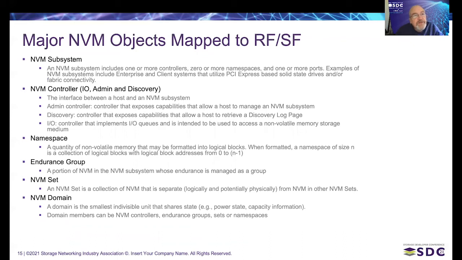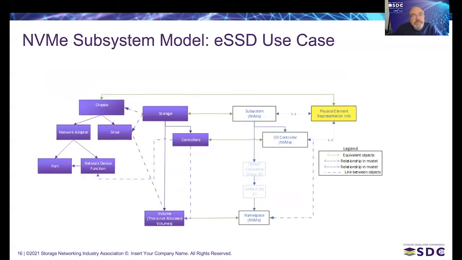So here are some of the major NVMe objects mapped to Redfish. NVMe subsystem, NVMe controllers, there are IO, admin, and discovery controllers, namespaces, endurance groups, NVM sets, and NVM domains all have associated objects in the Redfish Swordfish model. Here, graphically, we show this model with entity diagrams as well. The subsystem maps to the typical Swordfish storage object. The NVMe IO controller maps to the Swordfish controller. A namespace maps to a volume. Pretty simple.